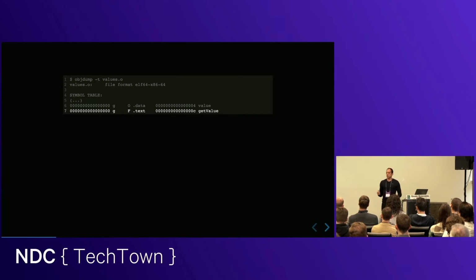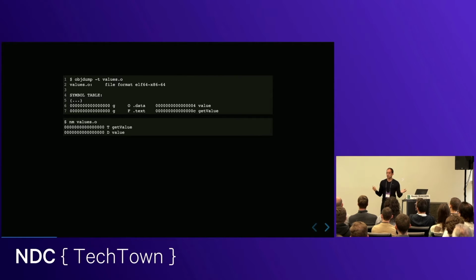But who uses objdump to look at symbols? A couple, actually. Yeah, that's like 10% of the room. That's more than I expected. What do the rest of us use? We use nm. So I can list the symbols with nm as well, and then it shows me getValue has a capital T, meaning it's in the text section, and value has a capital D, meaning it's in the data section. So nm is also a handy tool to just list the symbols that are in an object file, and then you can see a bit of information about them.